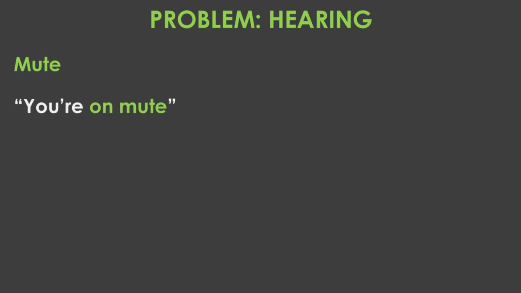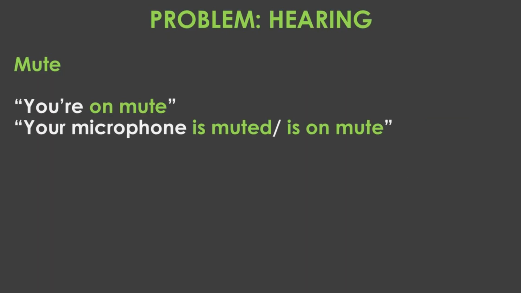Another problem could be you don't hear the person. So just remember, we use the verb hear and not listen when we're talking about video calls. So the first thing you want to say is, I can't hear you. If you're seeing that little microphone with the cross through it, you tell the person you're on mute, or your microphone is on mute or is muted. The person will then unmute their microphone so you can hear them.